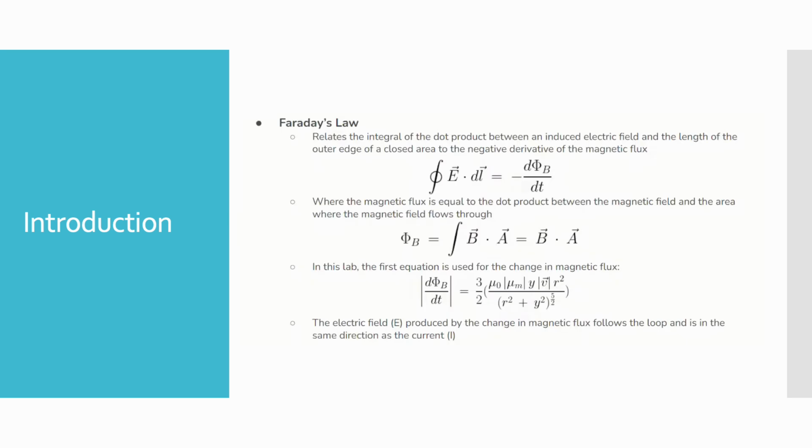Faraday's law relates the integral of the dot product between an induced electric field and the length of the outer edge of a closed area to the negative derivative of the magnetic flux, where the magnetic flux is equal to the dot product between the magnetic field and the area the magnetic field flows through. In this lab, the first equation used for the change in the magnetic flux is this right here. The electric field E produced by the change in magnetic flux follows a loop and is in the same direction as the current.